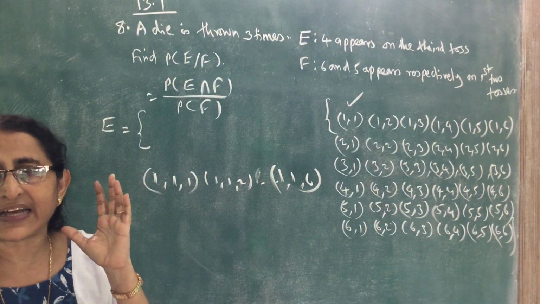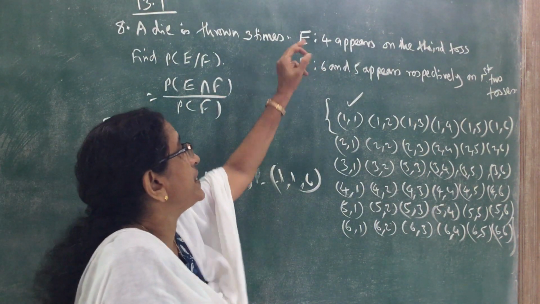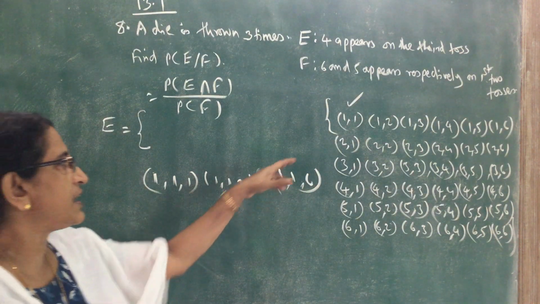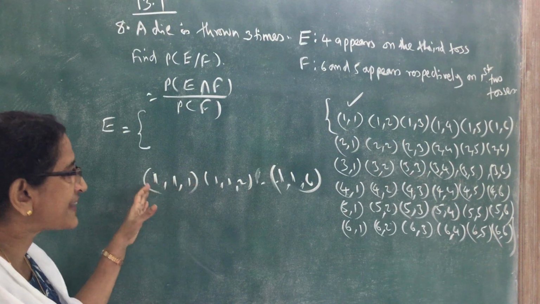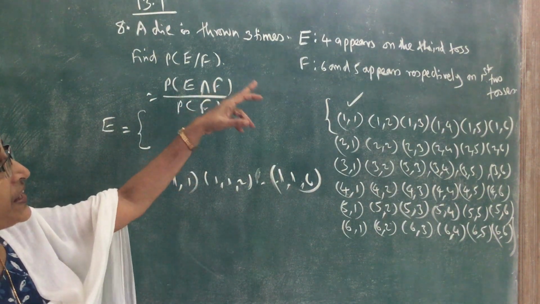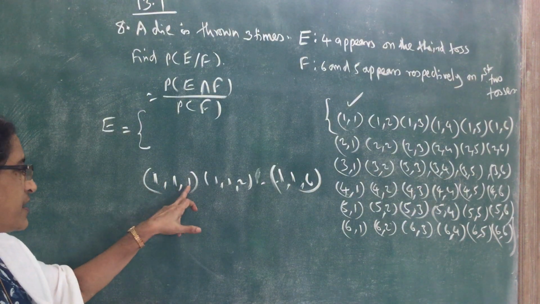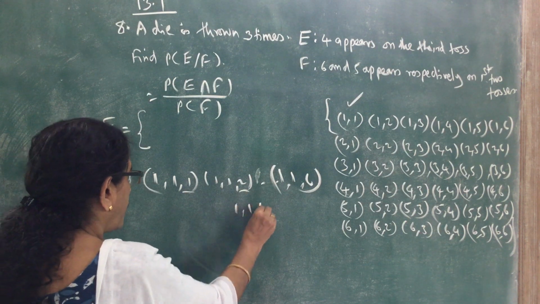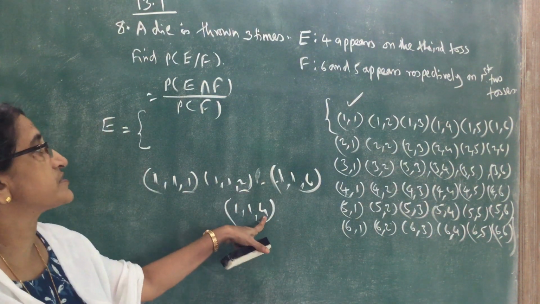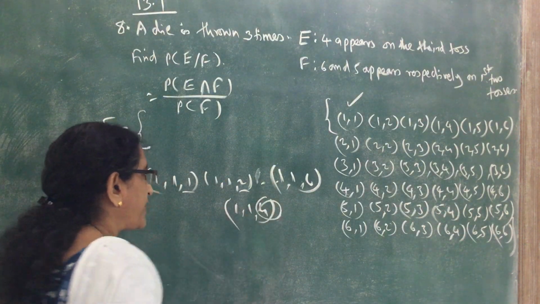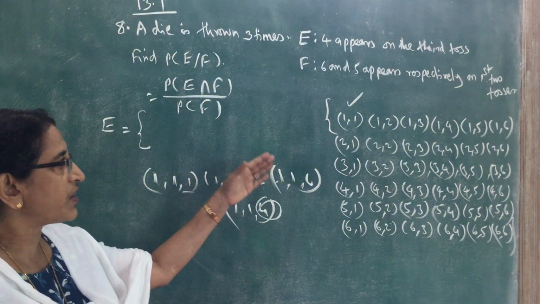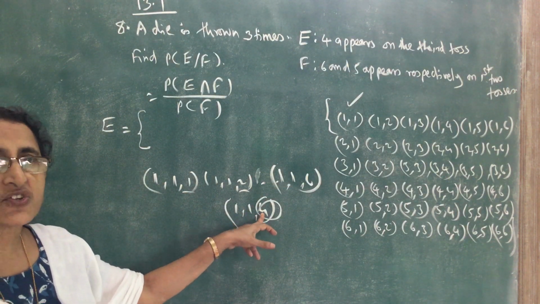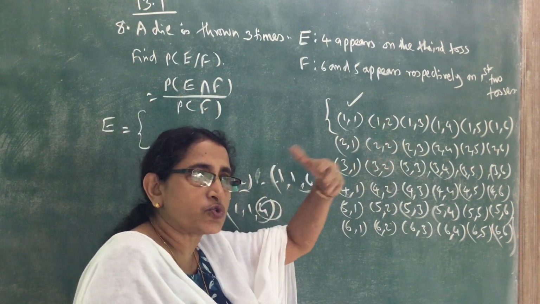Now we should have an idea, then only we can write the event E. Event E is 4 appears on the third toss. So we can think about the elements 1, 1, 1, 1, 1, 2. In that set, how many will have 4 on the third toss? The third toss means this one: 1, 1, 1, 1, 1, 2, 1, 1, 3, 1, 1, 4. So only in that, 4 appears on the third toss. So in this set starting with 1, 1, there will be only one element with 4 on the third toss. Similarly, in each set, 1, 2, 1, 1, 2, 2, and so on, 1 will be there.